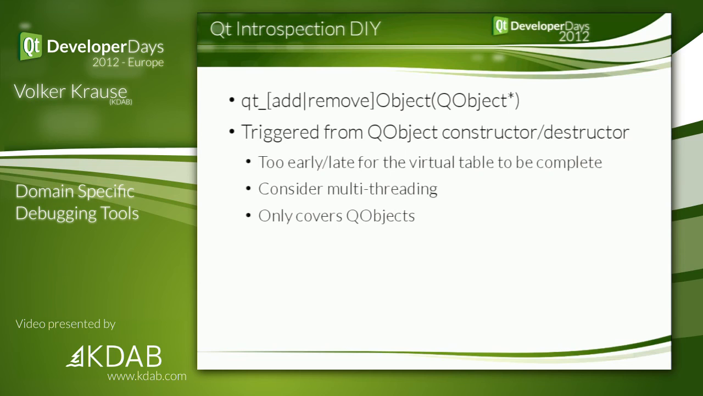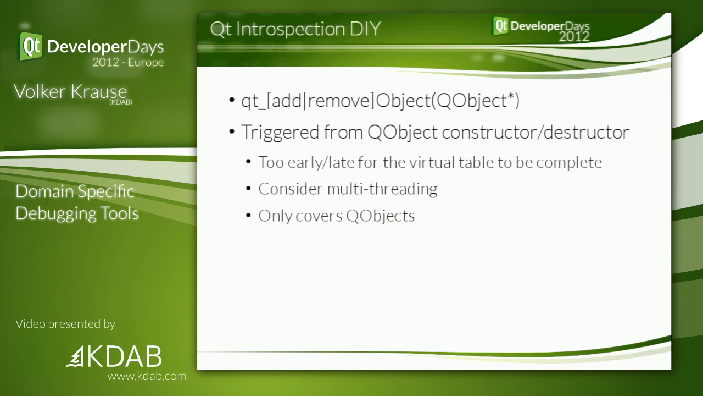This would be nice because it allows us to just monitor what objects are created and destroyed, and then we watch out for the types we are interested in, right? And then we do whatever we want. However, they are called from the QObject constructor and the QObject destructor, which means too early or too late, respectively, for the virtual table to be complete. So if I ask for the exact object type, it will always be QObject. It hasn't run the constructors of the subclasses yet.